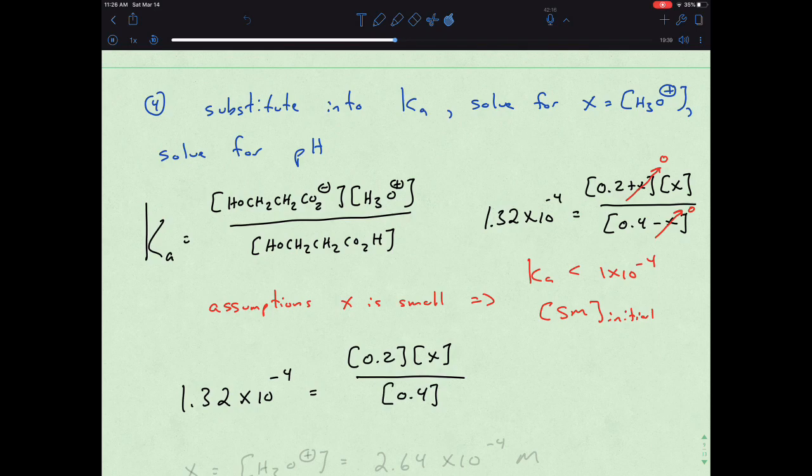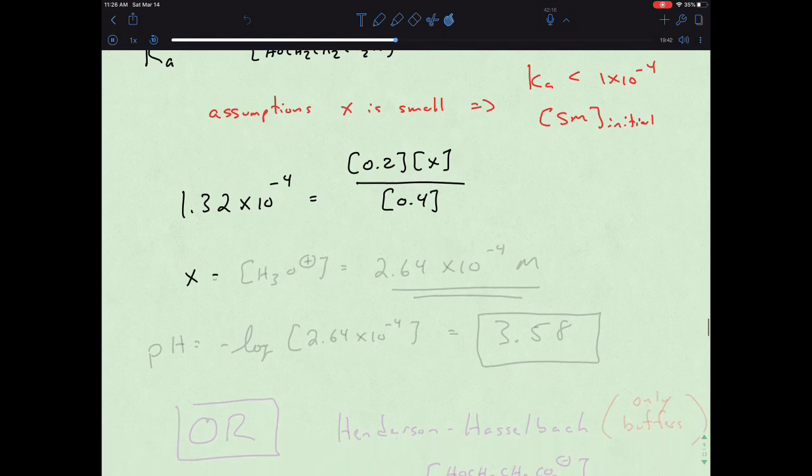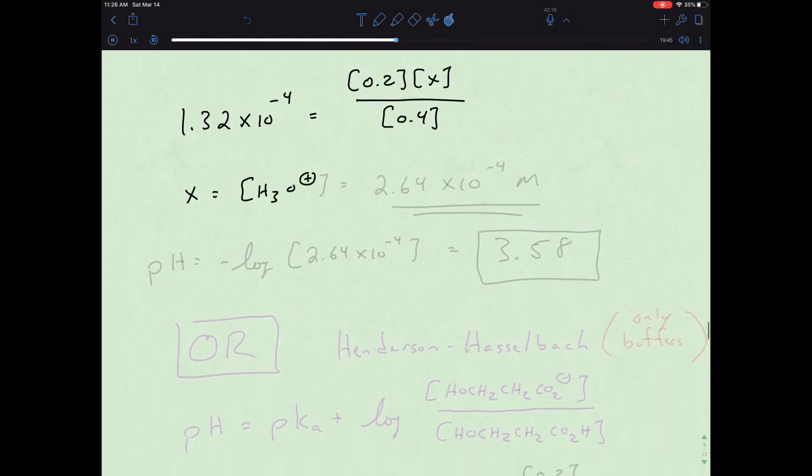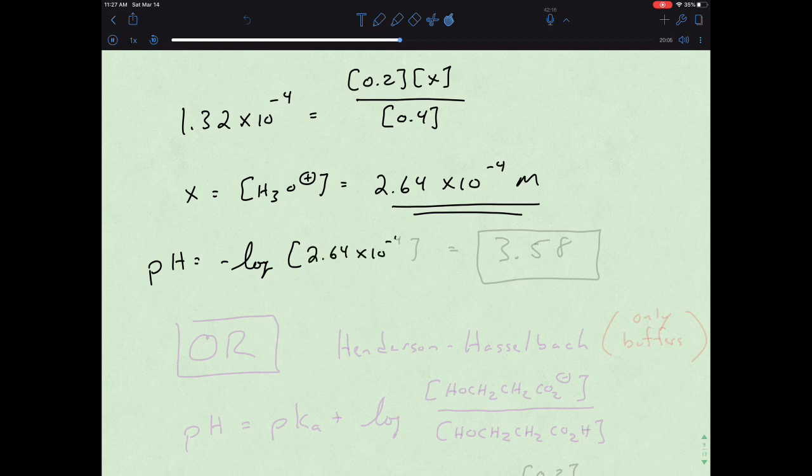And so now we can simply solve for what X is equal to. Remember, X is equal to that hydronium ion concentration, which is equal to 2.64 times 10 to the negative fourth molar. And then plugging that into our pH, taking the negative logarithm of that concentration of hydronium ion, we get a pH of 3.58. Remember, we're not worried about assumption checks anymore. This is always going to work out for buffered systems, and so that would be our answer.